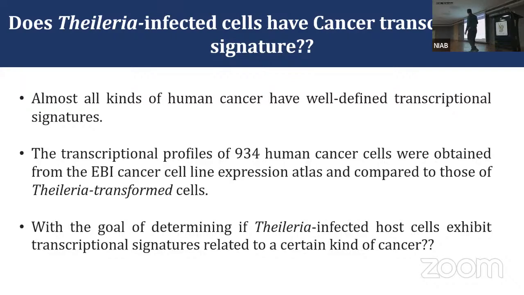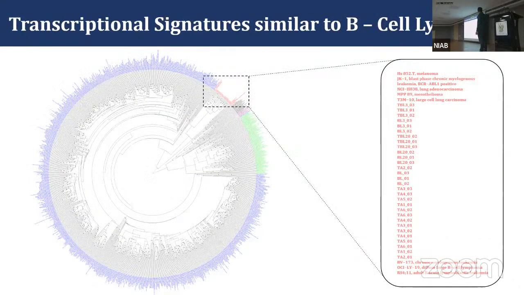So next we proceeded to ask: does this Theileria-infected cell have any kind of cancer-like signature? For that we took 34 human cancer cell line signatures present in the EBI cancer cell line atlas and compared them to our Theileria-infected cell, with the goal of determining if Theileria-infected cells have a transcriptional signature similar to any cancer types. What we found is that it is clustering with some B cell lymphoma, and it has a similar cancer transcriptional signature to these cell types.